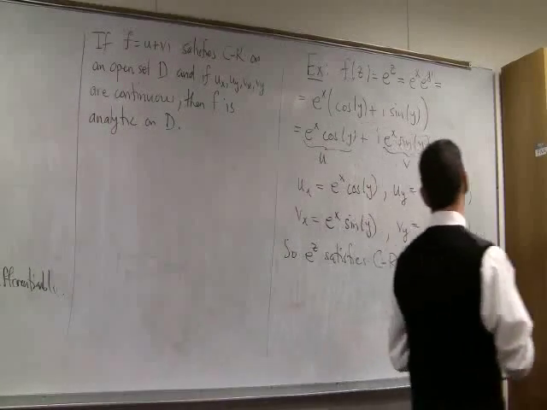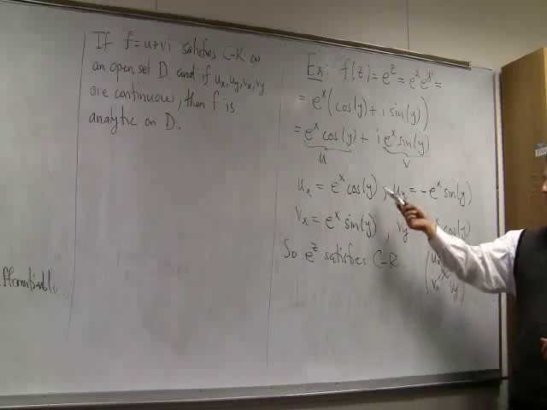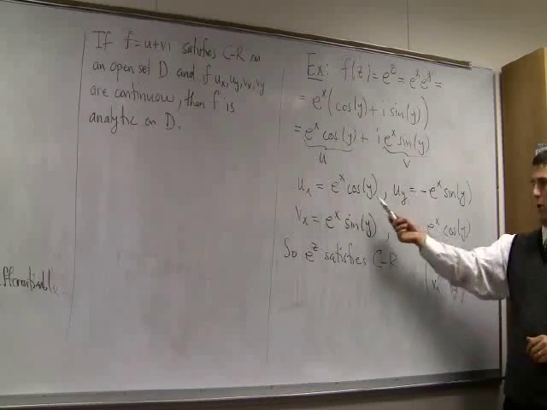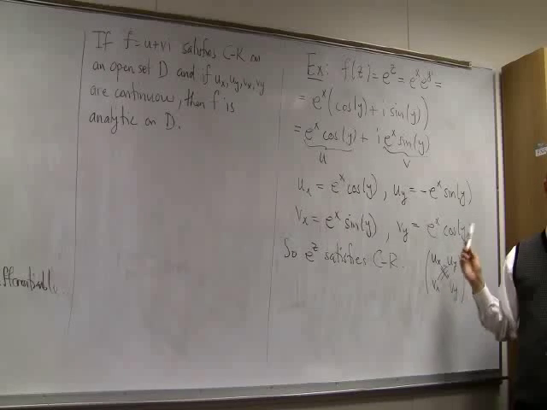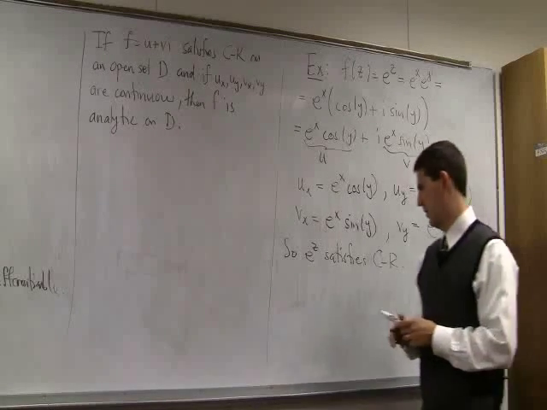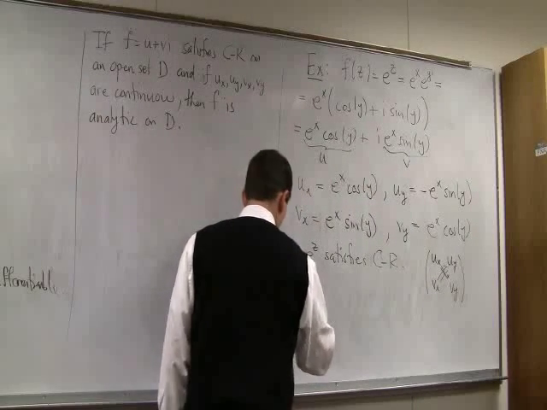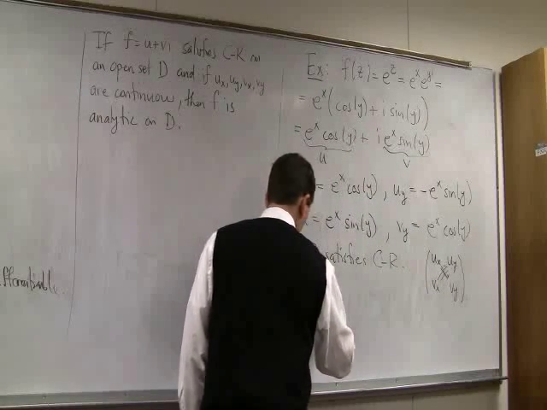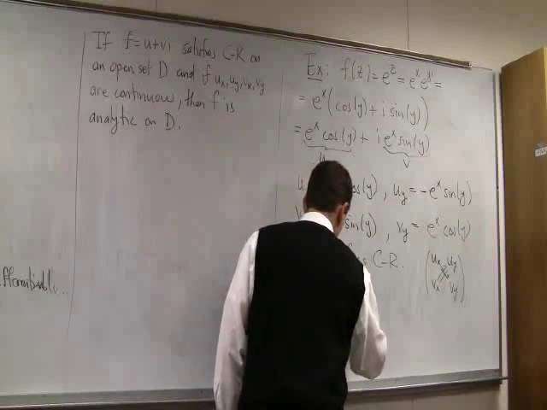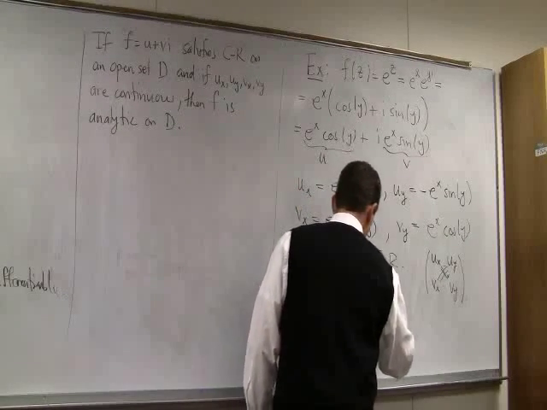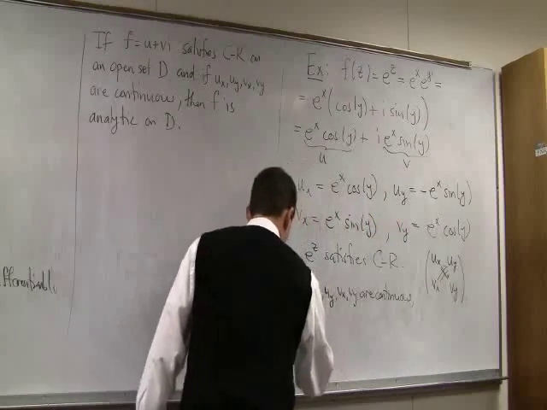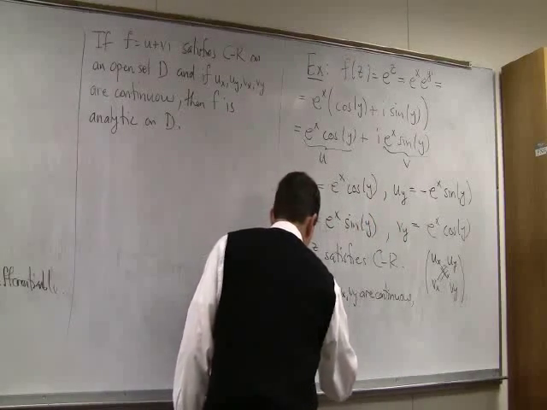So if we look at these partials, well, these are all continuous functions. So in fact, since ux, uy, vx, vy are continuous, e to the z is analytic.